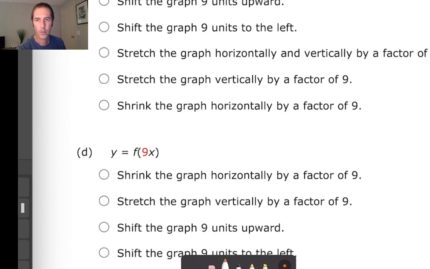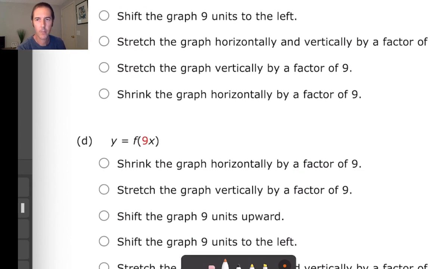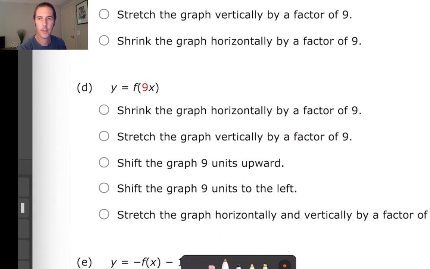A little bit more difficult to explain, but just realize that the multiple on the inside of a function, here in part D, we're multiplying by 9, which is a number that's greater than 1, and the result is the opposite, so to speak, of what you might expect, which is going to be a horizontal shrink or a horizontal compression from both sides, right, from the right and from the left by a factor of 9.